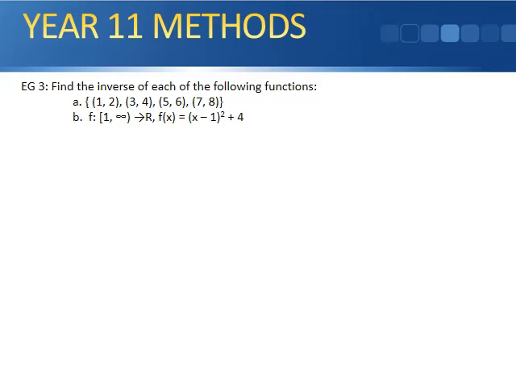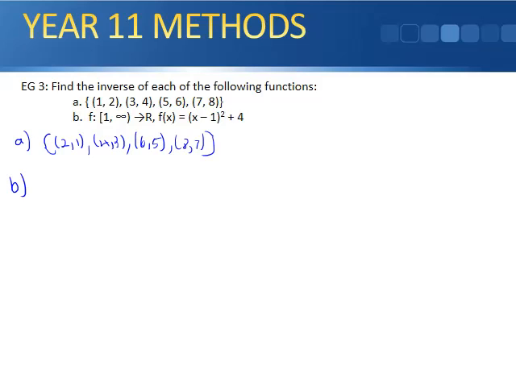Example 3 says find the inverse of each of the following functions. So part A, because we want to find the inverse, these we just swap. That's all we do. So 1, 2 becomes 2, 1. That's the inverse. 3, 4 becomes 4, 3. 5, 6 becomes 6, 5. It's just the opposite, remember. And 7, 8 becomes 8, 7.